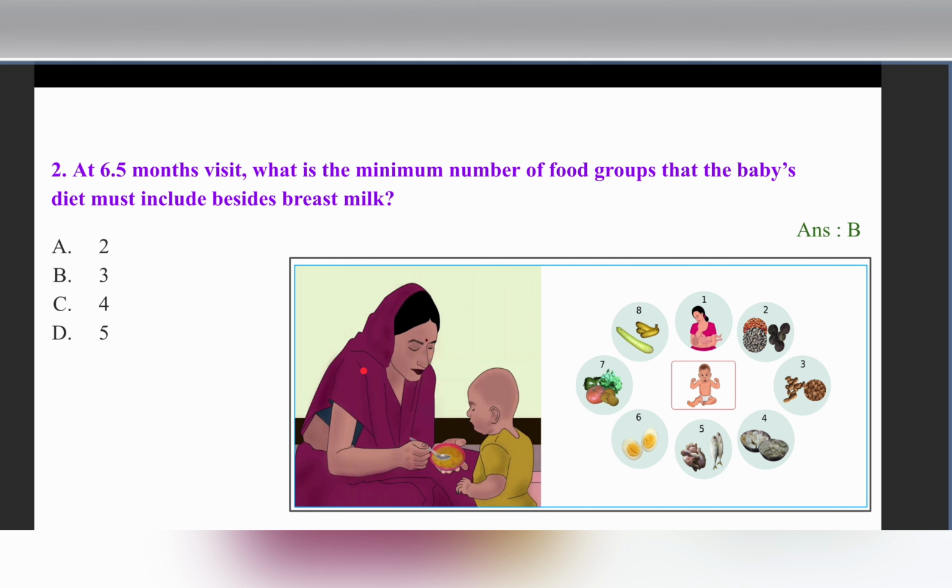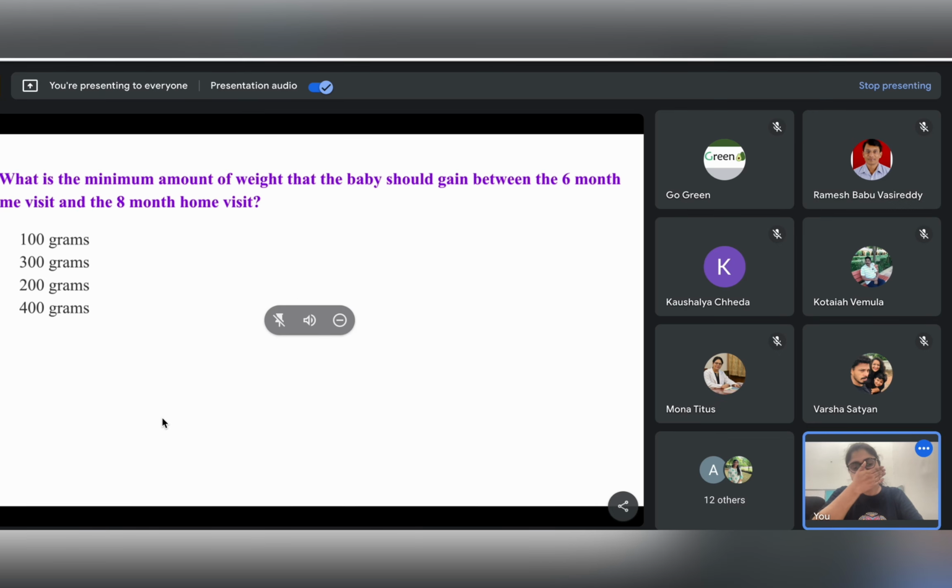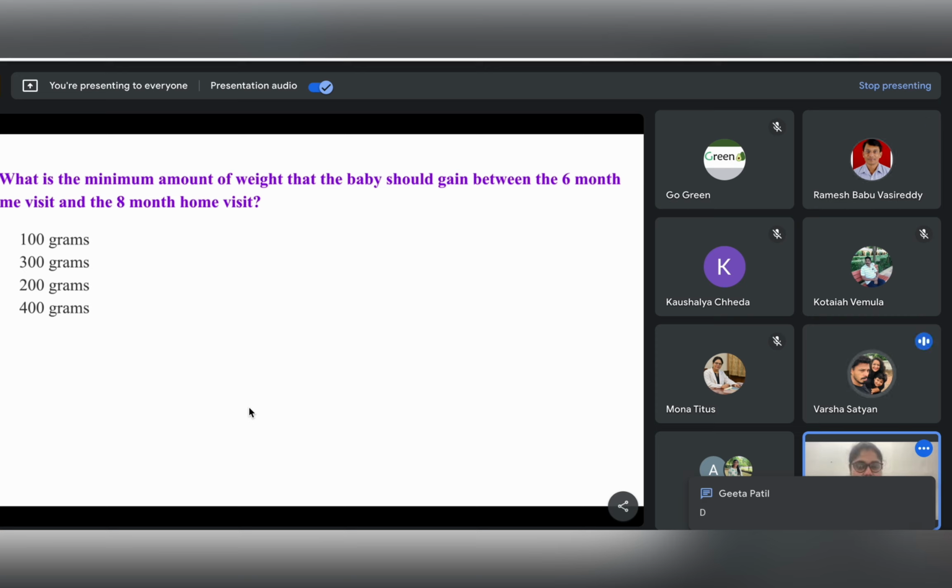Okay, so we'll move on to our next question. What is the minimum amount of weight that the baby should gain between the 6-month home visit and the 8-month home visit? Option D, 400 grams.